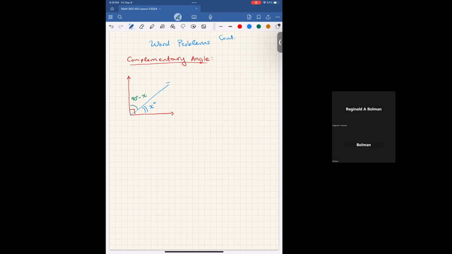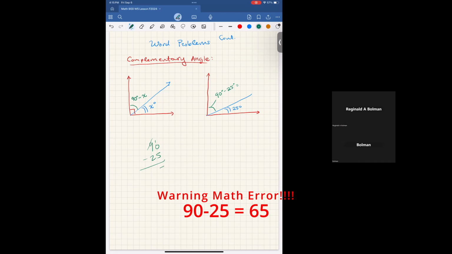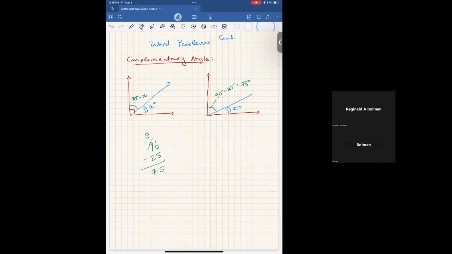So, for example, suppose we have a complementary angle that is exactly 25 degrees. Then we can find the top angle by simply taking 90 degrees and subtracting off 25, which should give us exactly 75 degrees. Okay.